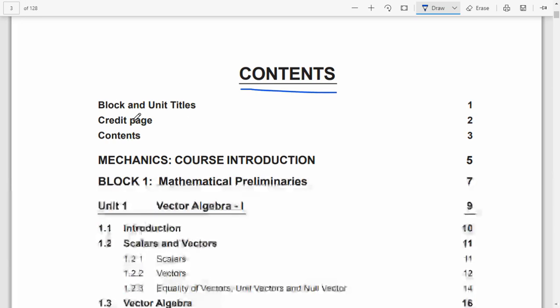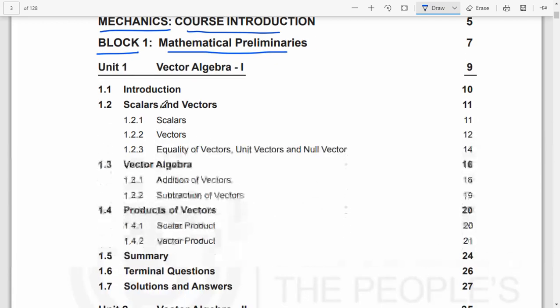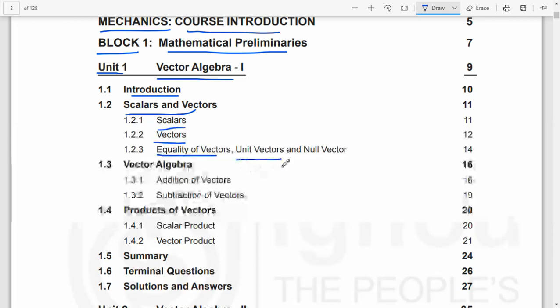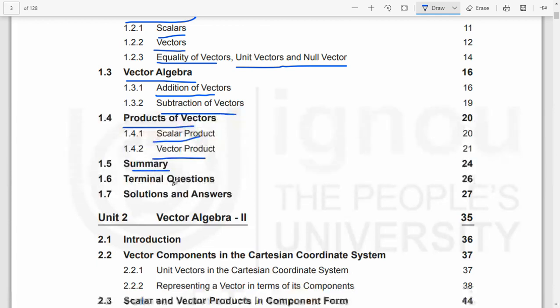Contents. Mechanics Course Introduction. Block 1 Mathematical Preliminaries. Unit 1 Vector Algebra 1: Introduction, Scalars and Vectors, Scalars, Vectors, Equality of Vectors, Unit Vectors and Null Vectors, Vector Algebra, Addition of vectors, subtraction of vectors, products of vectors, scalar product, vector product, summary, terminal question, solution and answer.